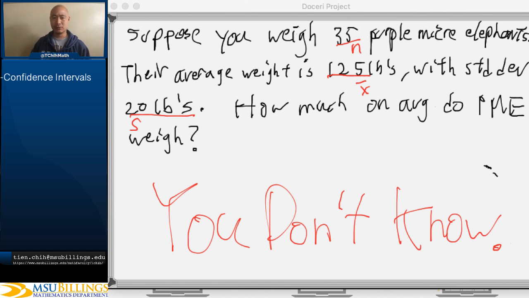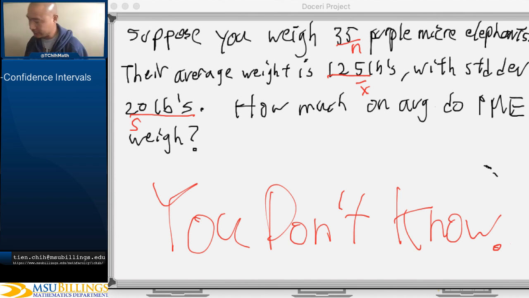And so, the title of this video, as you can see, is Confidence Intervals. What we'll be doing in this video is finding intervals. So instead of a specific value that says this is exactly what the average weight is, we're going to get a range of values. And then we're going to discuss how confident we are that that range contains the actual average weight.